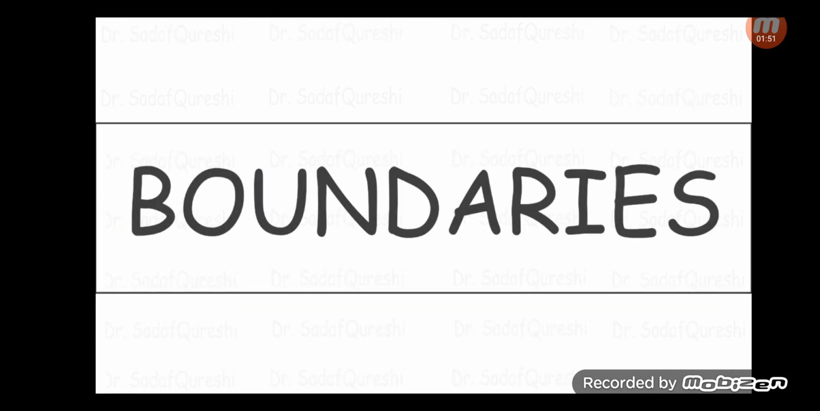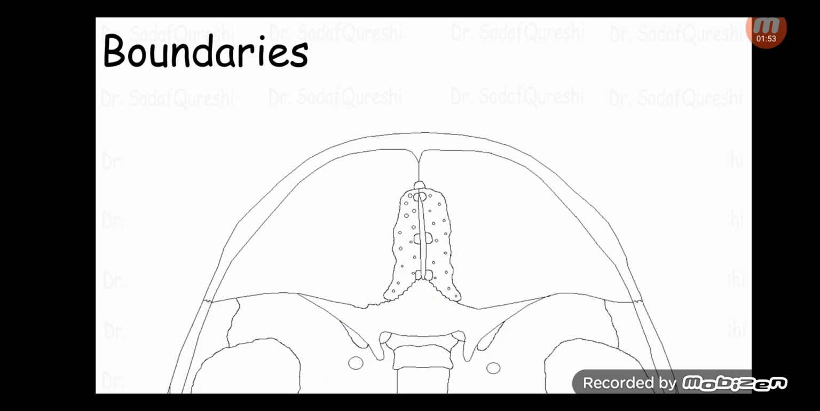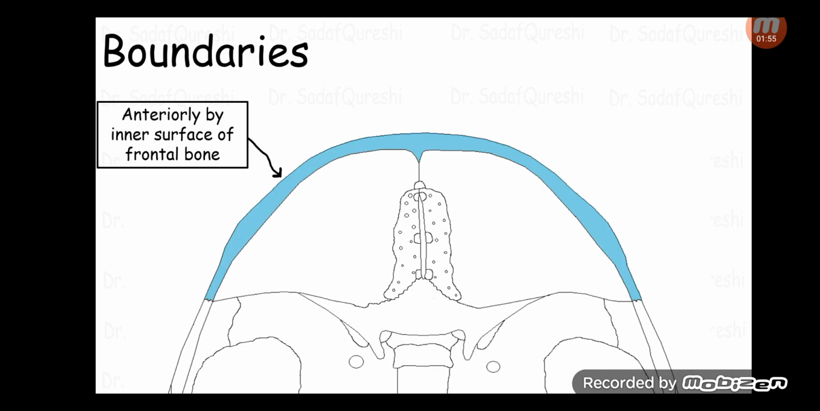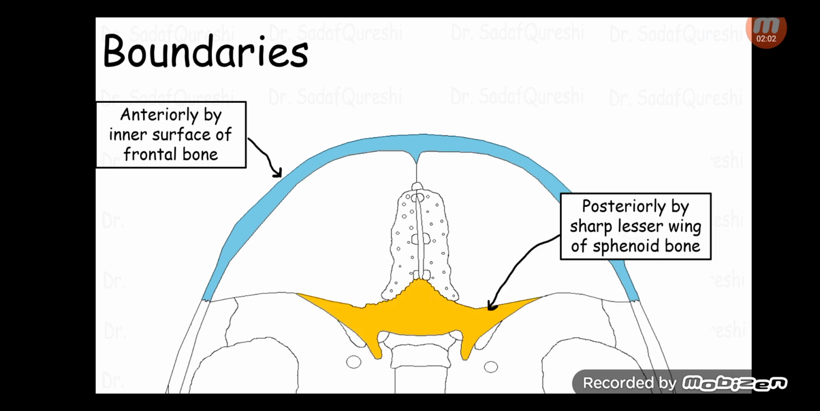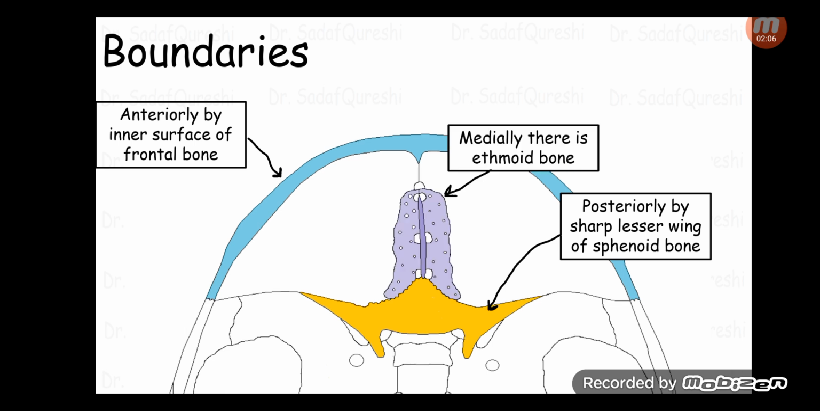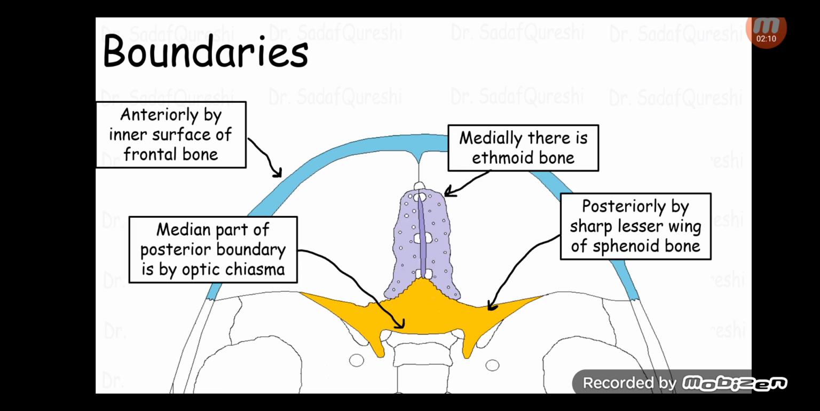Now moving forward, we will talk about the boundaries of anterior cranial fossa. The boundaries are formed anteriorly by the inner surface of frontal bone. Posteriorly the boundary is by the sharp lesser wing of sphenoid bone, and medially the boundary is by the ethmoid bone. If we see the median part of the posterior boundary, it is by the optic chiasma.